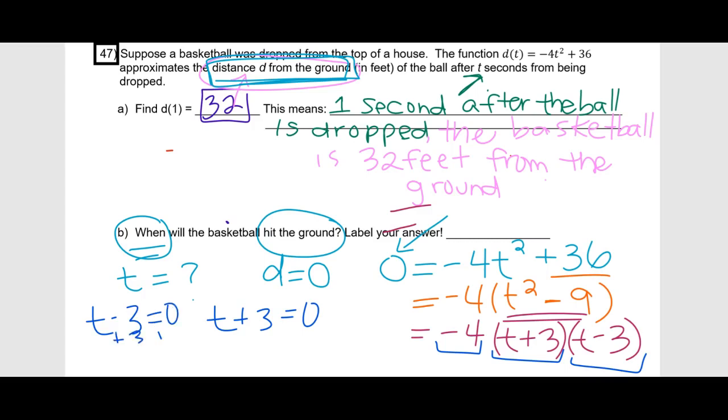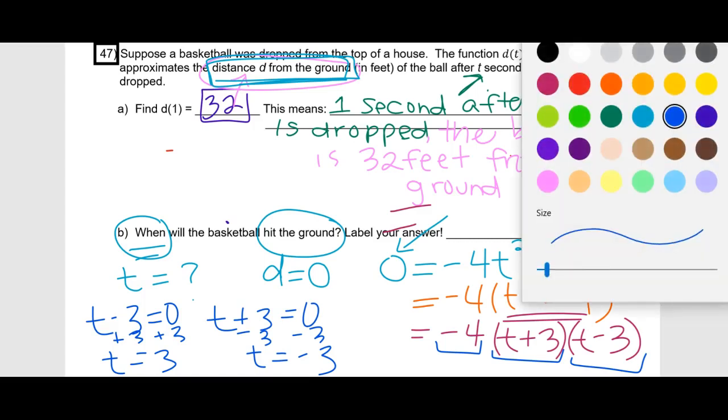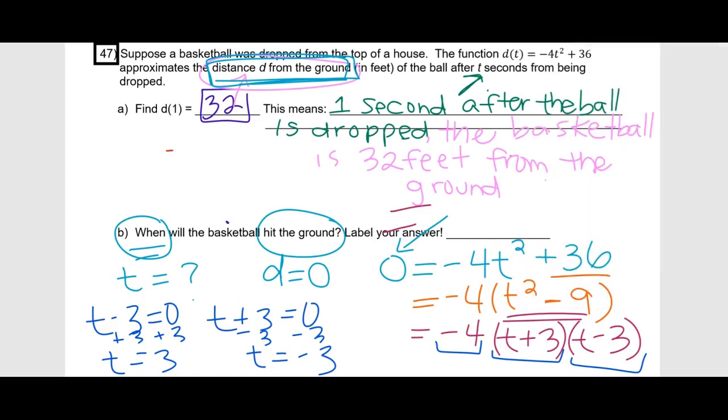So when we solve those equations, we would get t is 3, and then we would get that t is -3. Now, remember that t represents the time, so we can only have positive time in this problem. So this is called extraneous. It does work. In other words, you could plug -3 into this problem. It would make 0, but it makes no sense in the context of this problem. So we're just going to keep 3.